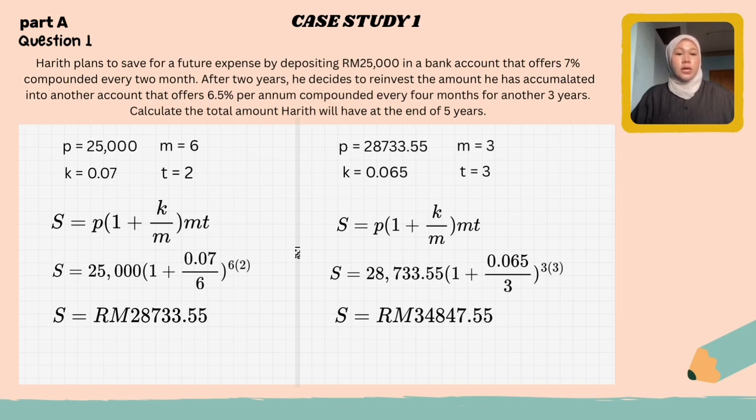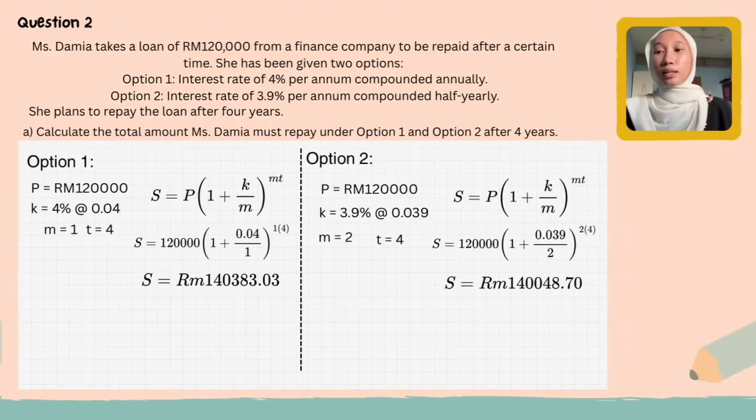For the second step, we're going to find another 3 years. Our P is going to be 28,733 and 55 cents. Why? Because Harriet wants to reinvest the money he has accumulated into another account. So our K is going to be 6.5%, M is 3 and T is 3. And then we're going to substitute all this information into the same formula. So our equation is going to be S equals 28,733 and 55 cents bracket 1 plus 0.065 over 3 bracket to the power of 3 times 3. Our final answer is 34,847 and 55 cents.